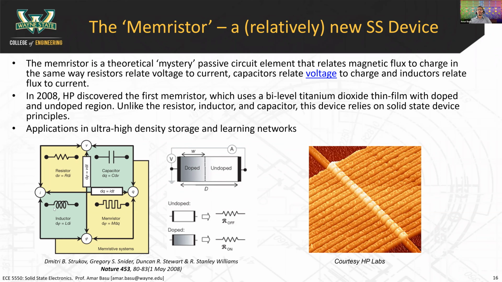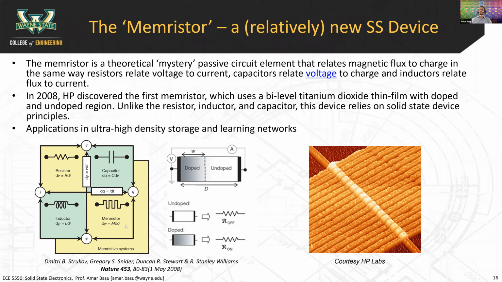So for many years, these three circuit elements were the go-to elements for electrical engineers. If you look at this quadrant of the map, you can see magnetic flux and current, and so you have these three relationships here. They're all linear relationships. Voltage to current was the resistor, voltage to charge was the capacitor, and magnetic flux to current was the inductor.